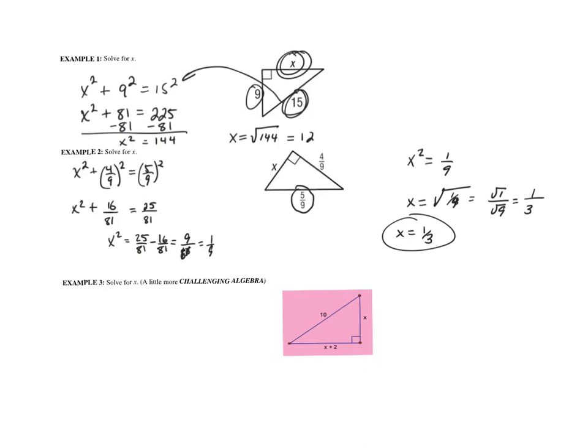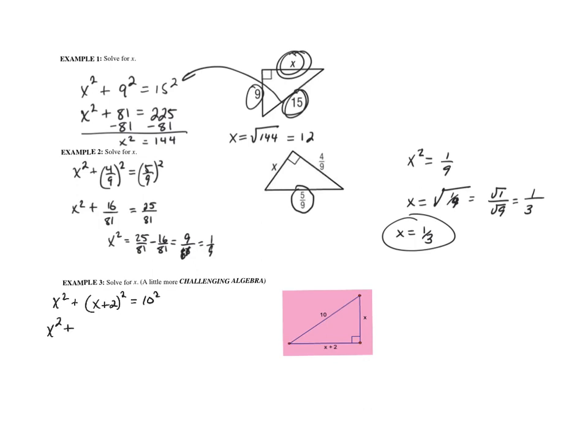So we're just going to have to be careful with our algebra as we set this up, that the hypotenuse, of course, is 10. So we're going to let him be solo on that side. And we're going to have x squared plus the quantity x plus 2 squared is equal to 10 squared. And we'll see what this looks like.